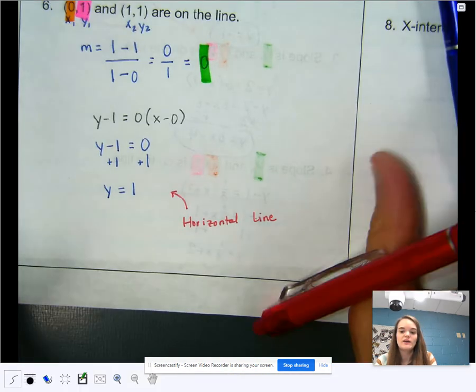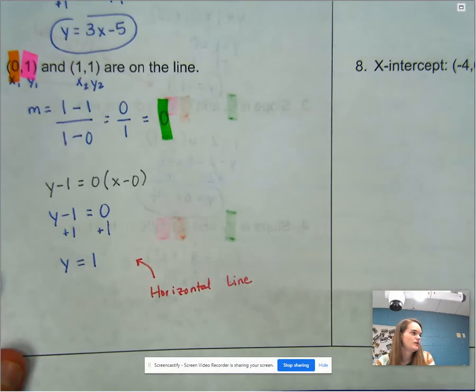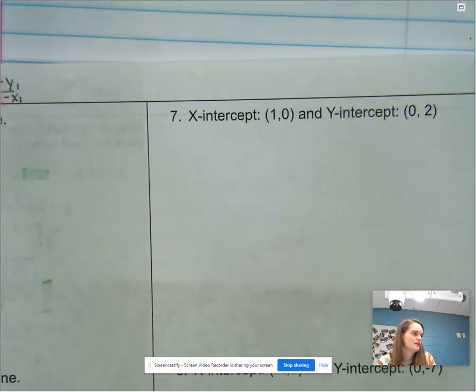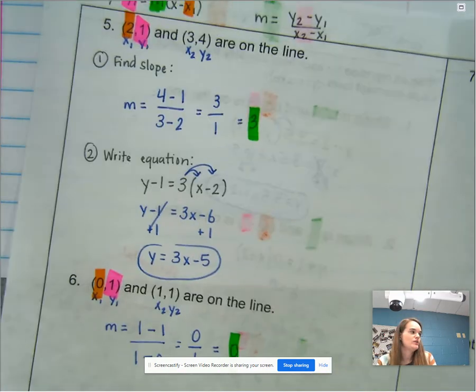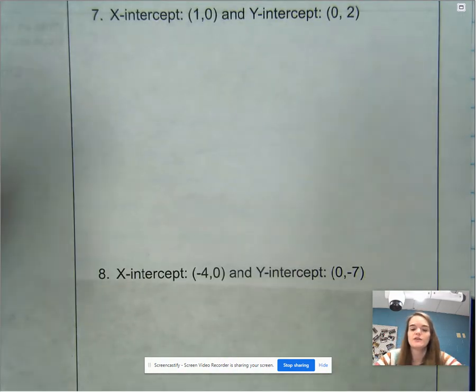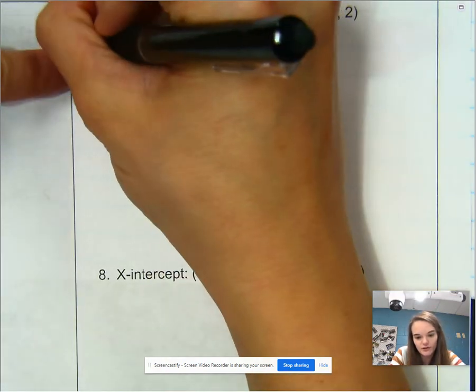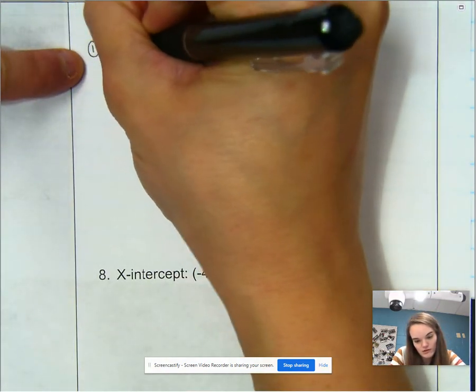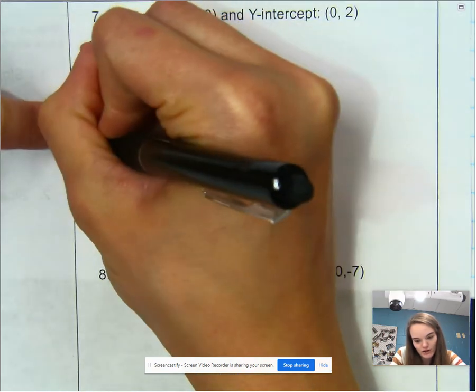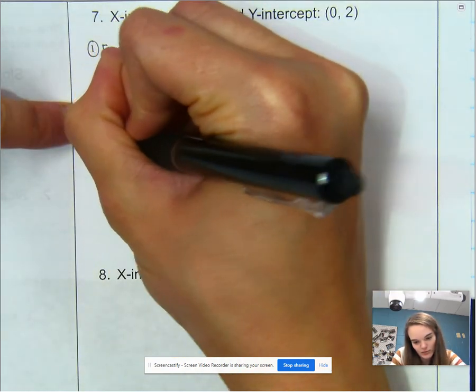All right, let's try 7 and 8. 7 and 8 are slightly different, and you're going to see why. 7 and 8, we don't actually have to do this. We still have to find the slope. Okay, that's not different. And then we have to write the equation. So not different in that aspect.